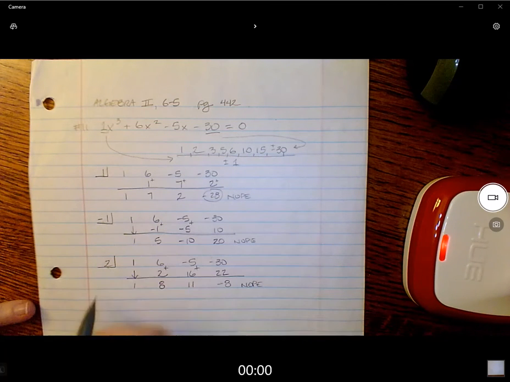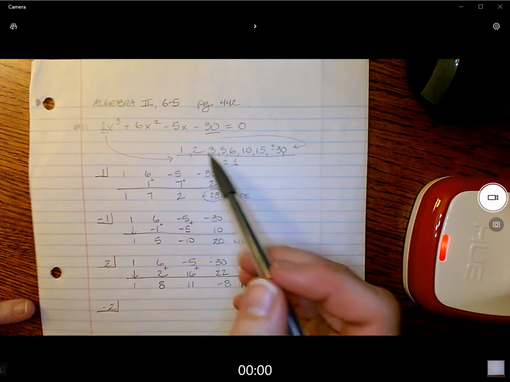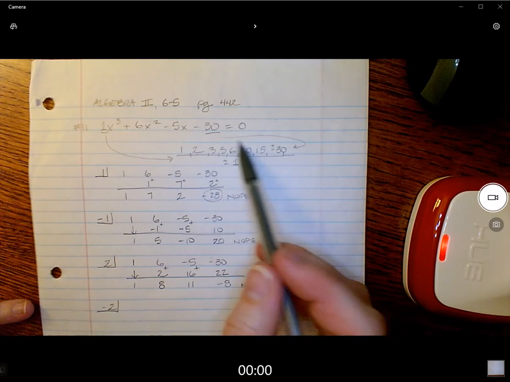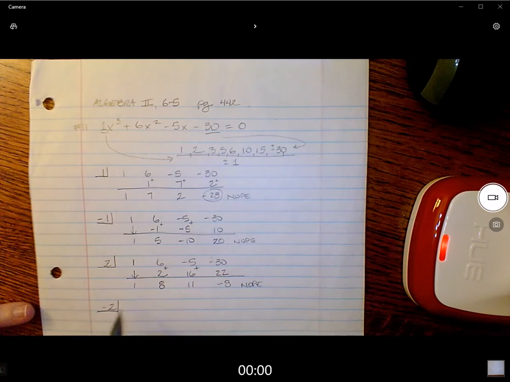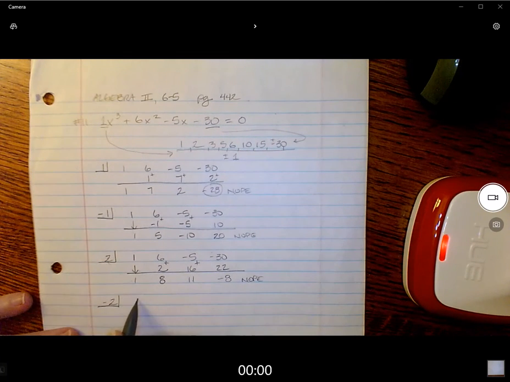Alright, we'll try negative 2. I'm sure there's a better way. Like, if I did a million of these, or even 50 of these, maybe it would start to be clear which ones are the best candidates, but I don't have that intuition, so I'm going to have to try all of them. Or maybe not all of them. Hopefully I'll find 1 or 2 before I have to try all of them.